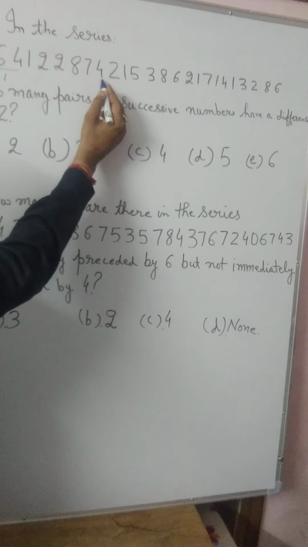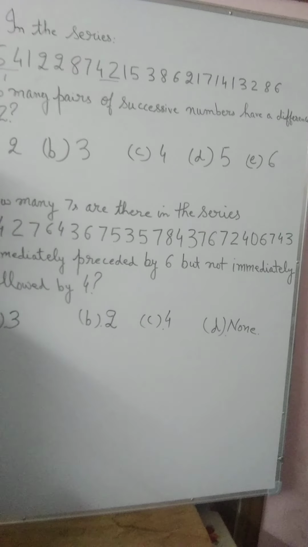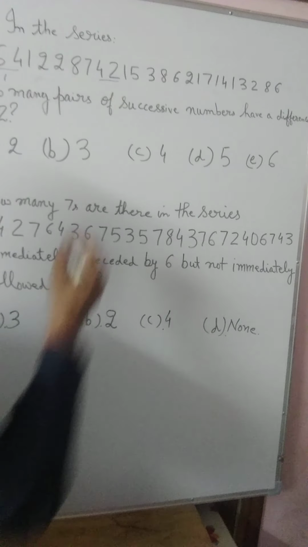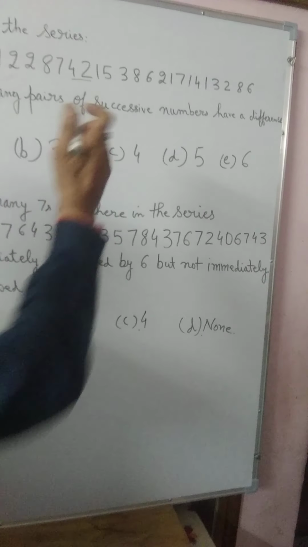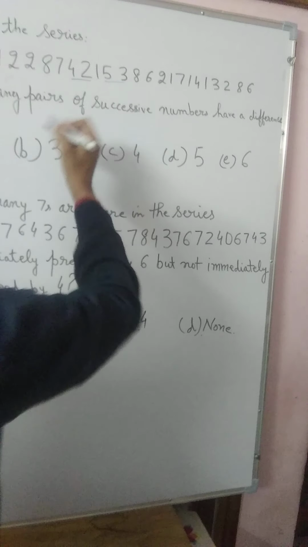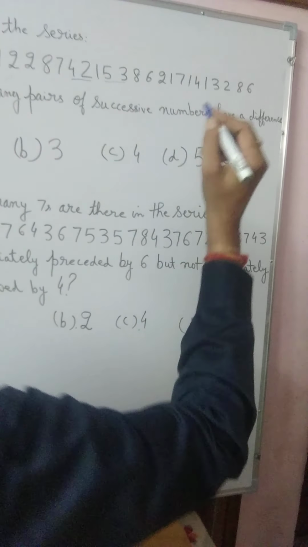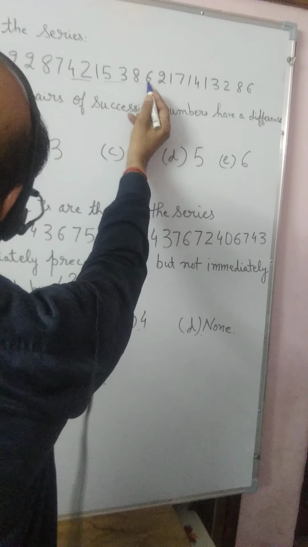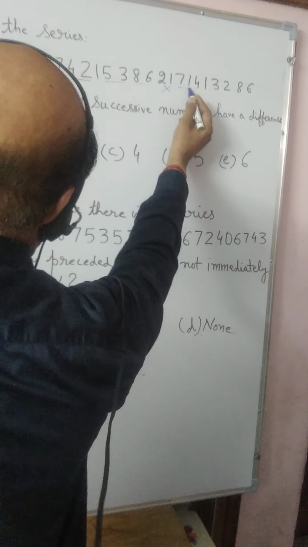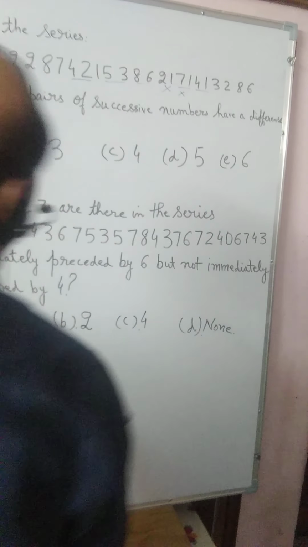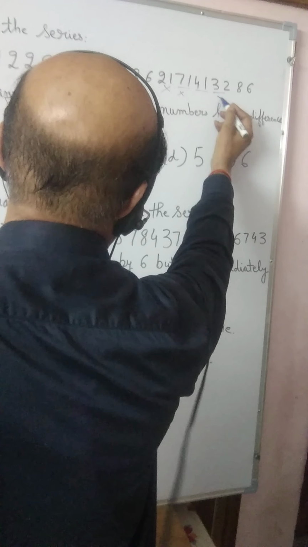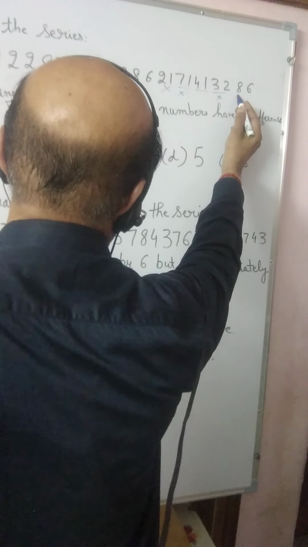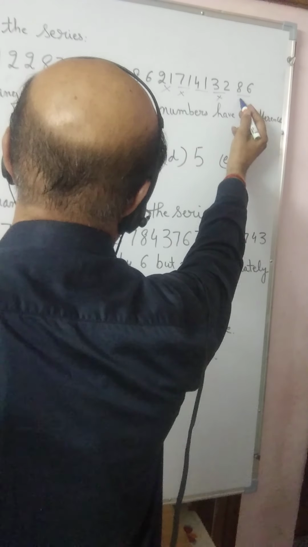8, 7 rejected. Similarly, we consider 4, 2. Now 4 minus 2 is again 2. Then 2 minus 1, not possible. Then 1, 5, not possible. Then we come to 5, 3. That is 5 minus 3, which is 2. Then 8 minus 6 is again 2. Then 2 minus 7, not possible. 7 minus 4, 3, not possible. 4 minus 1, 3, not possible. 3 minus 2 is not 2. 2 minus 8, not possible. 8 minus 6 is 2.